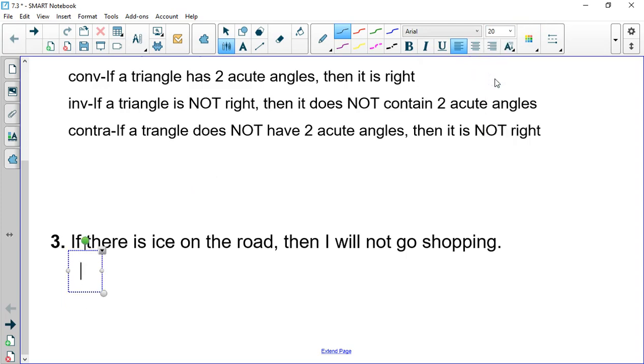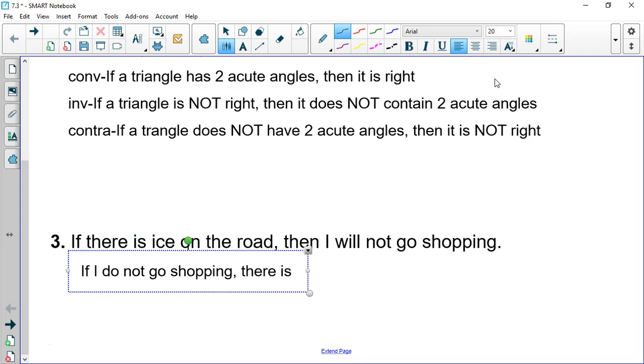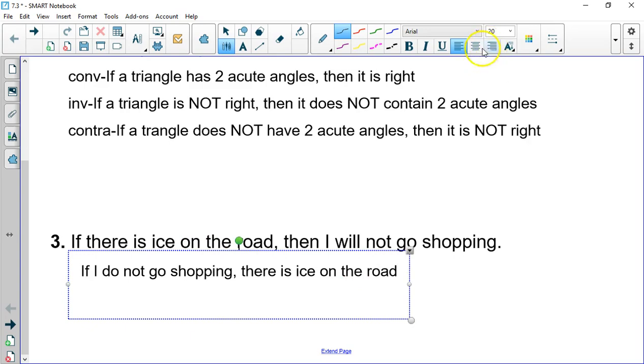So we're just going to switch it first. If I do not go shopping, there is ice on the road. Again, that is my converse.